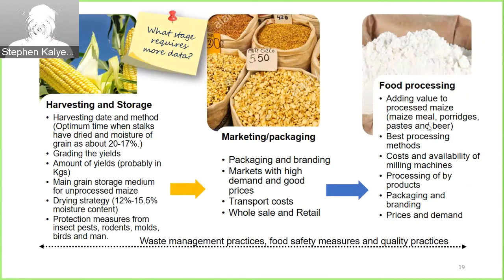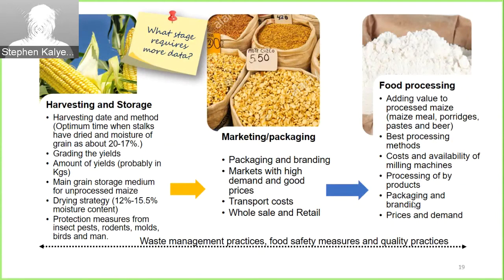So when it comes to food processing, I may not be wanting to stop here. I may be wanting to process further to probably maize meal or porridge or bread or maize pesto or beer. They need to know what are the best practices for adding value to processed maize. Okay, the costs and the availability of the milling machines. Can I do this locally? Can I process this locally at my home? What do I need to do this? Okay. The packaging and branding practices.